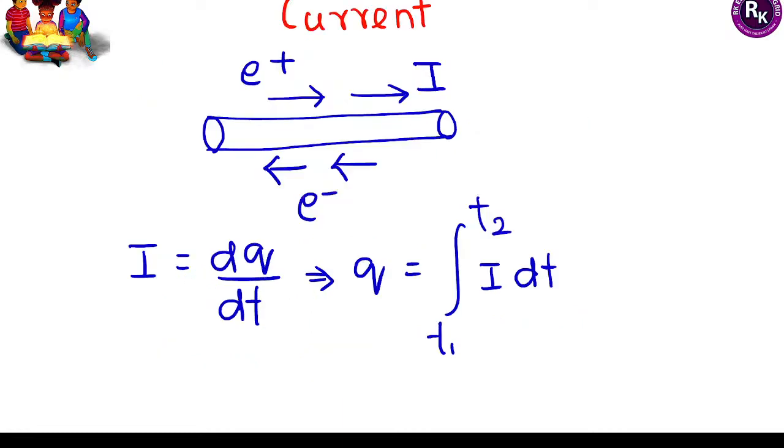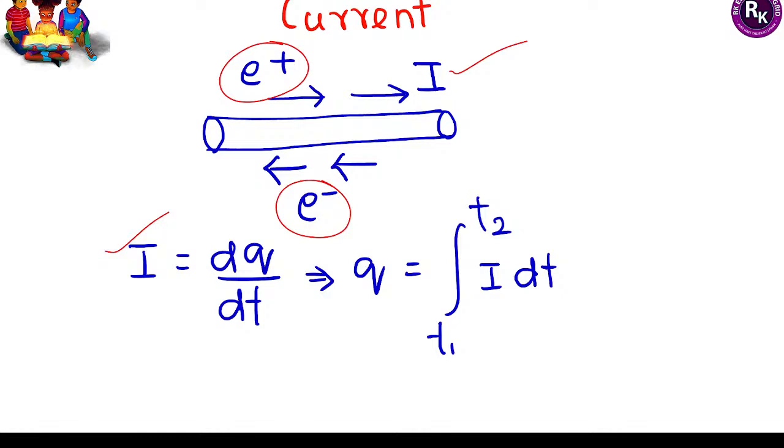Next, by moving these charges, we can experience the flow of current. Positive current will flow in the direction of positive charges. Negative current will flow in the direction of negative charges. So current and electrons are always opposite to each other. And the relation between charge and the current is i = dq/dt.